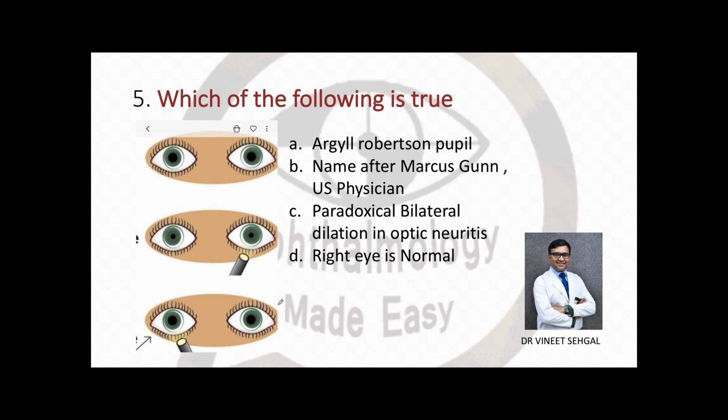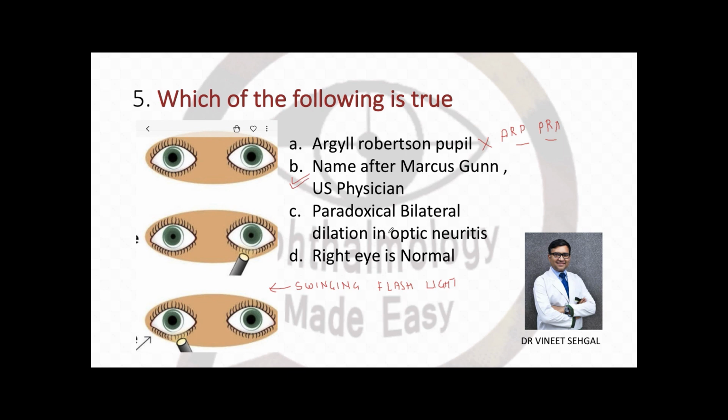So the next question was that they have given a test and asked about true options. So this is basically a swinging flashlight test. And as you know, the swinging flashlight test is done for the Marcus Gunn pupil. So your options were Argyll Robertson pupil. This is wrong because the Argyll Robertson pupil has accommodation reflex present and pupillary reflex absent. Named after Marcus Gunn, definitely correct.